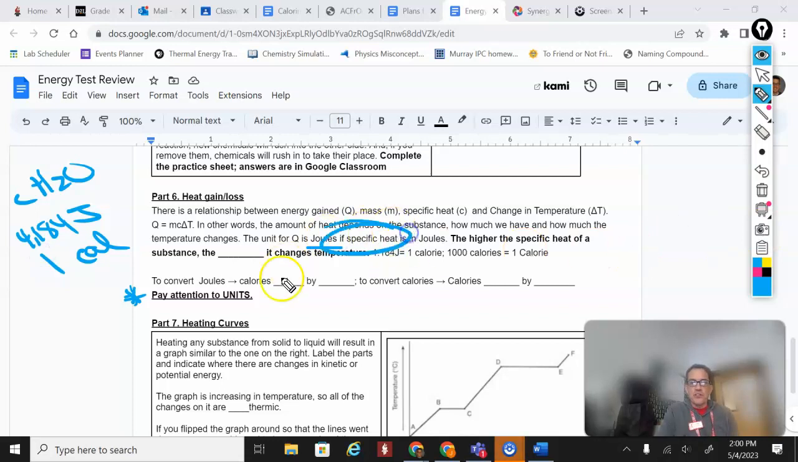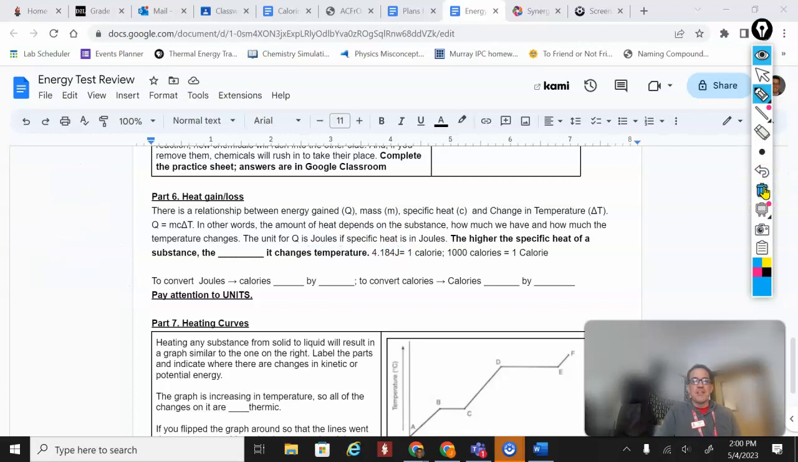When we use this specific heat term, a reminder what specific heat is. It's not how hot it is. It's about how much energy it can take without changing its temperature. In general, what we're looking at is the higher the specific heat.